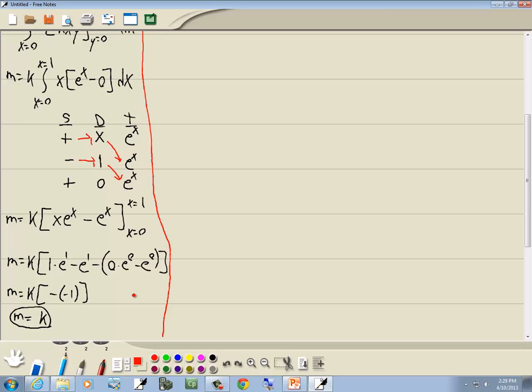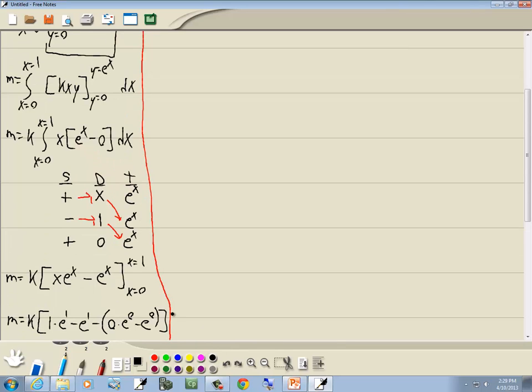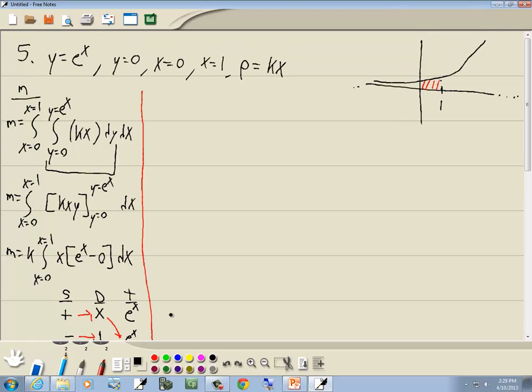There we go. Now let's find our moment with respect to x. So moment with respect to x is going to be from x is equal to 0 to x equals 1, y is equal to 0 to y is equal e to the x. Region of integration doesn't change. And then moment with respect to x, we throw a y in there times rho, which is kx, dy dx.